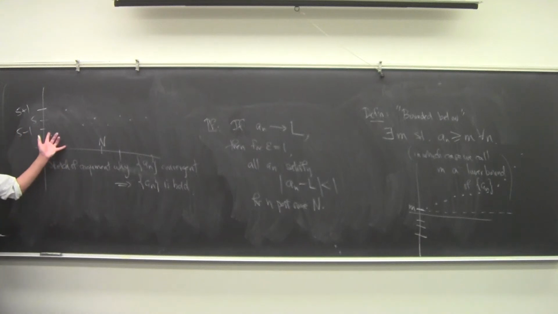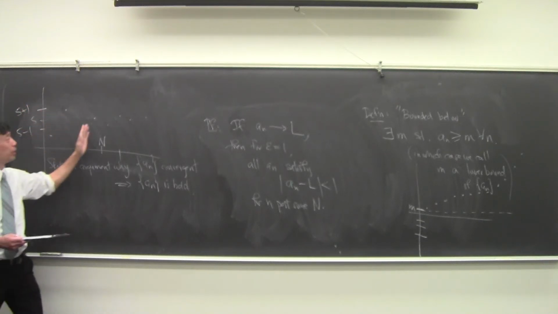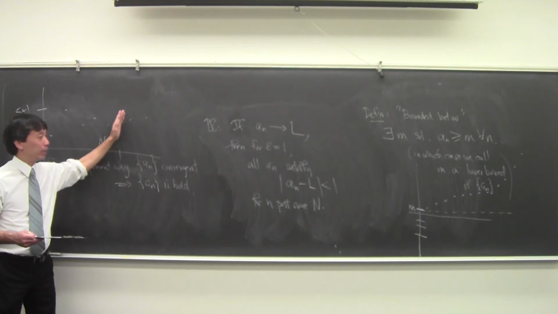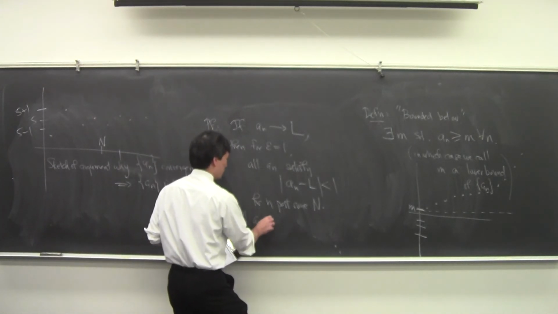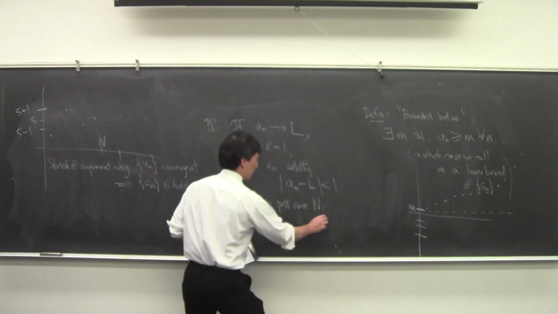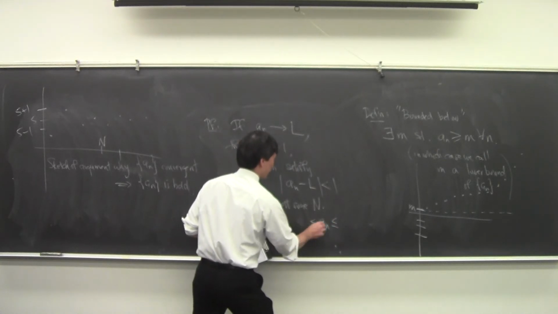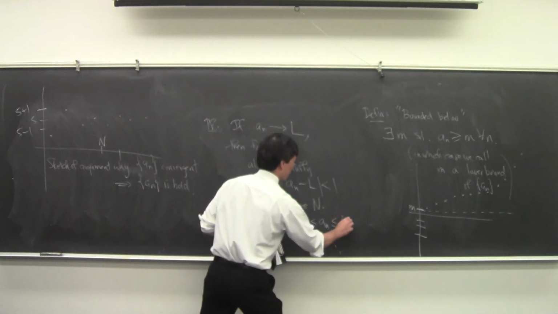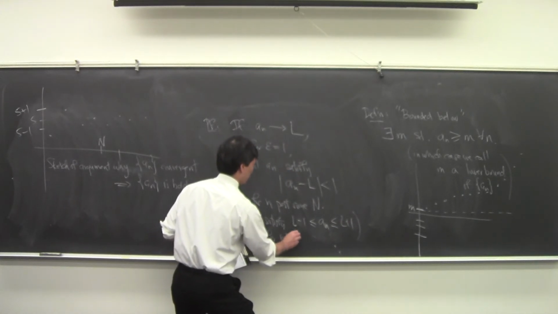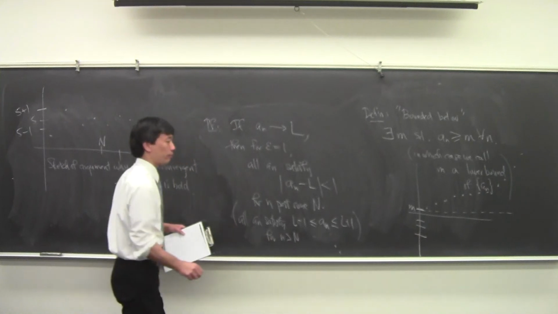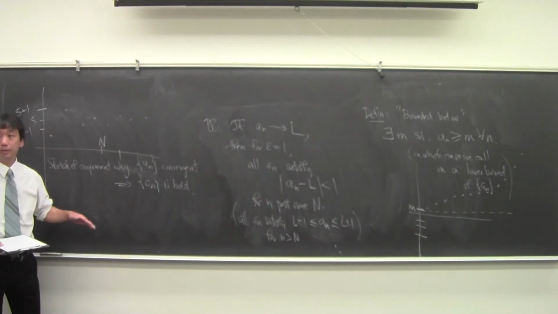I'm just saying what I said here, right? If your sequence converges to some limit and you take your epsilon to be 1, you know that everybody beyond this point is within. In other words, all a sub n satisfy that a sub n is between L minus 1 and L plus 1 for n bigger than N. So those guys are bounded.